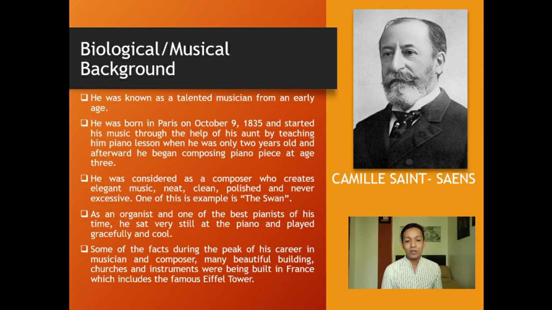He was considered as a composer who creates elegant music, neat, clean, polished, and never excessive. One of his examples is The Swan. It only means that during the time of Camille Saint-Saëns, the period is already transforming from romantic to adaptation of the classical era. So there's already neoclassicism in this point of time when he was living.